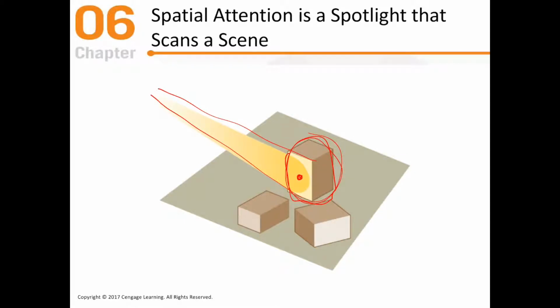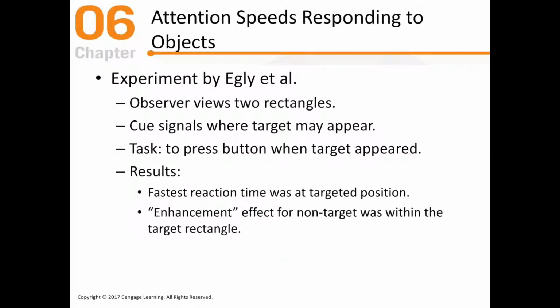And when we pay attention to one specific part of the object, it's like shining a spotlight on that thing. We're going to go into a couple of examples where we're looking at the actual object. If we're attending to an object, we're actually much faster at being able to identify things on the object because we've got a spotlight on that object, meaning our attention.